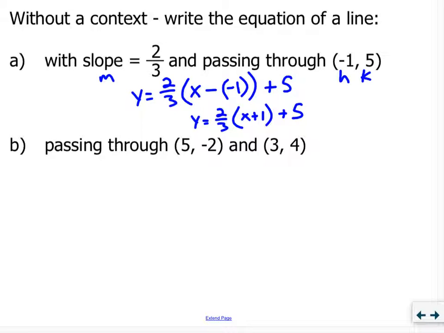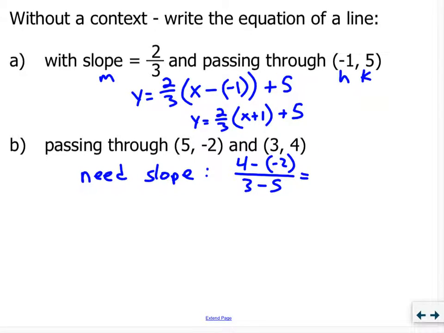How about our last one here? Passing through the points 5, -2, and 3, 4. Well, I've got 2 points, but what I now need is a slope. So let's find our slope. Change in y over change in x. Let me subtract my y values, and in the same order, subtract my x values. I get 6 over -2, so my slope is -3.